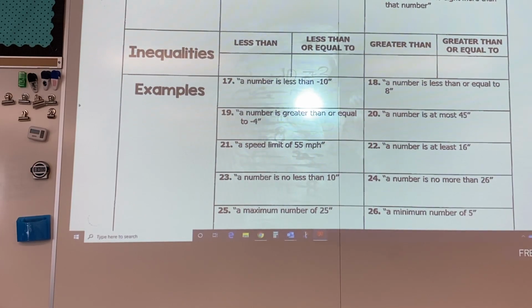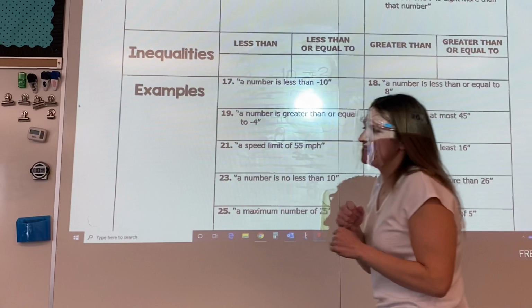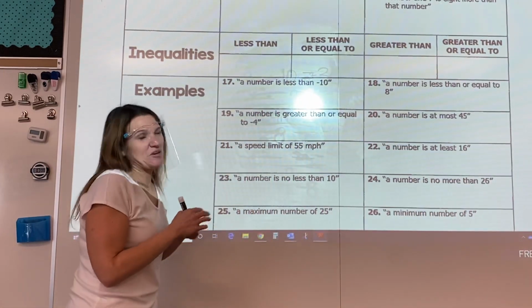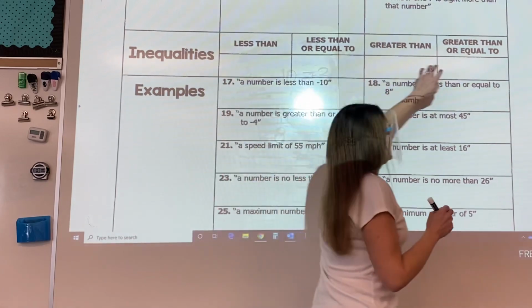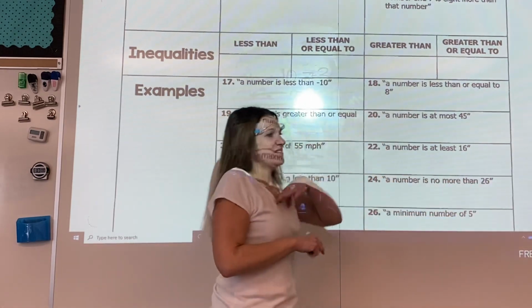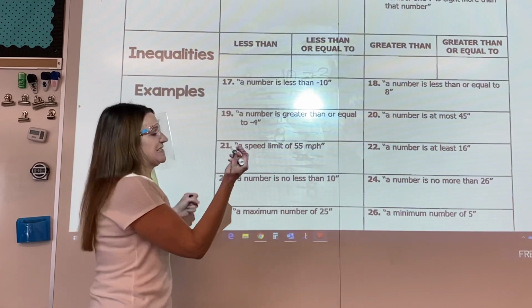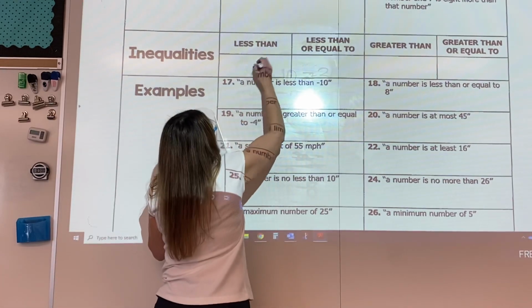Inequalities. So these can be extra tricky, so just follow along and do your best. First we're going to fill in these symbols. These are symbols that typically a lot of students have trouble with. Okay? So our first one is less than. And that looks like this.